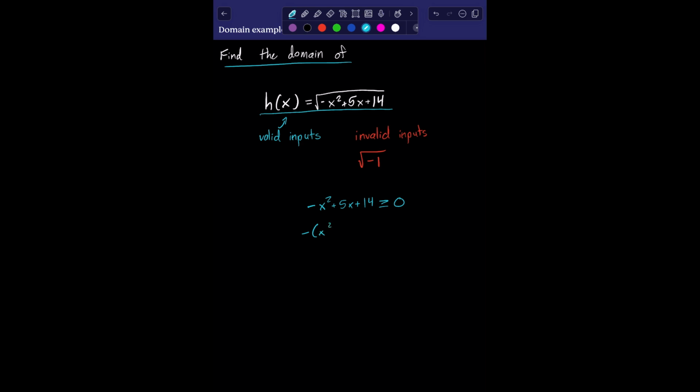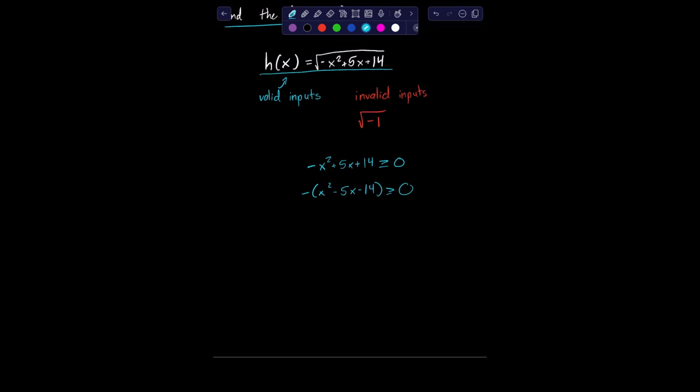I'm going to factor out this negative symbol first to make it easier. And now we want to factor the inside. So to factor the inside, we have negative on the outside, and then x minus 7, x plus 2. And we want this to be greater than or equal to 0.